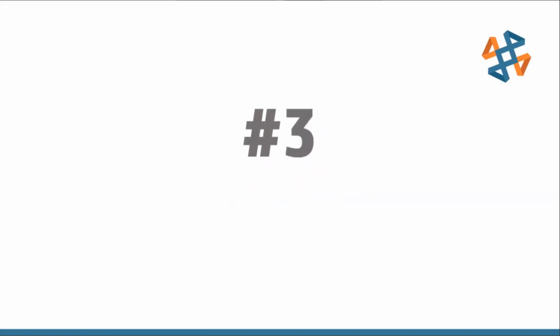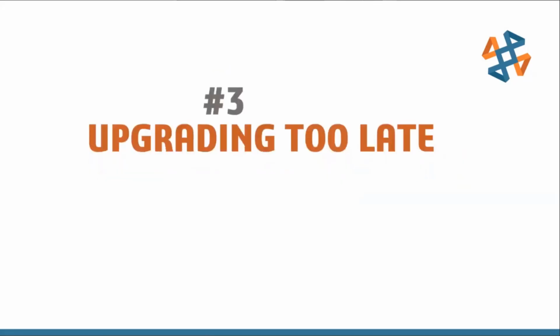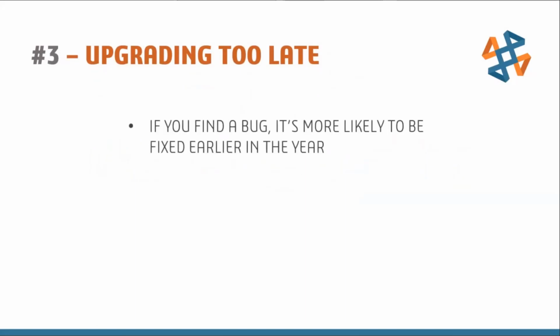Number three is upgrading too late. Now, this one is more for pretty large customers, I would say, because really, upgrading too late, that's not a big deal. But if you find a bug or anything in the software that's messing up your workflow, and it's too late in the year, we're probably not going to be able to fix it. But if you find a bug earlier in the year, there's a good chance we're going to get it into a service pack. So if you're a large customer and you wait until Service Pack 4 to come out, which comes out late in the year, and then there's a critical bug, sure, we're going to escalate it to corporate.